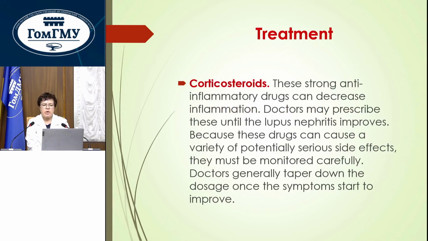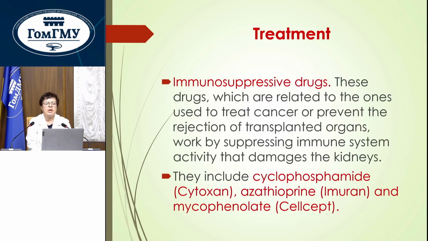Treatment: corticosteroids. These strong anti-inflammatory drugs can decrease inflammation. Doctors may prescribe these until the lupus nephritis improves. Because these drugs can cause a variety of potentially serious side effects, they must be monitored carefully. Doctors generally taper down the dosage once the symptoms start to improve.